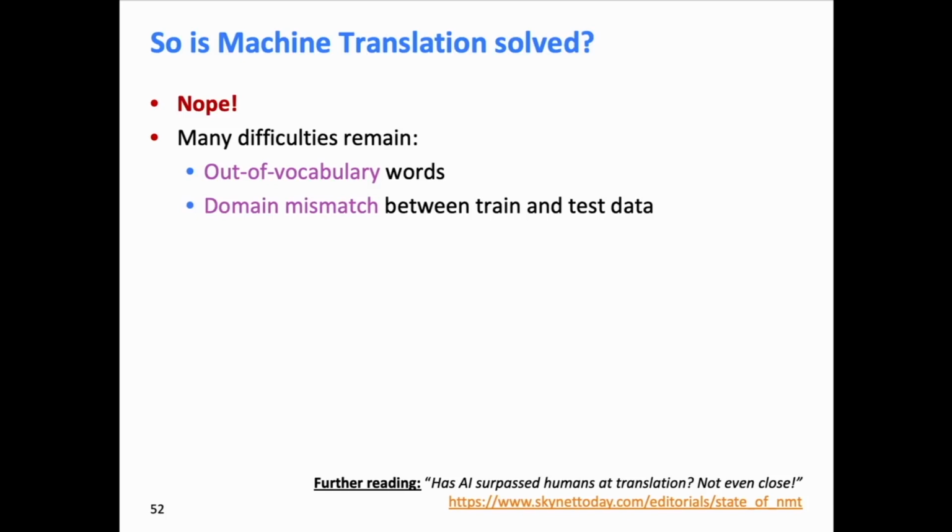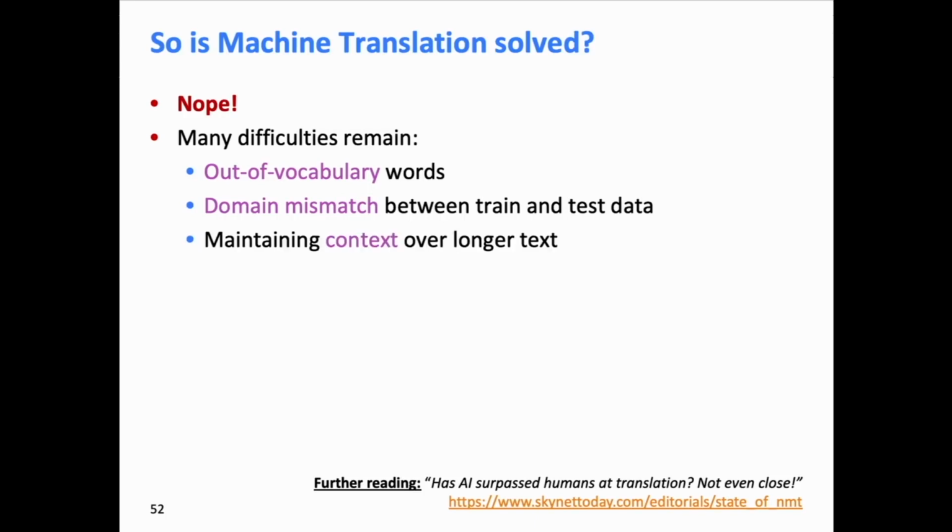Another one is domain mismatch. So let's suppose that you train your machine translation system on a bunch of fairly formal text, like let's say Wikipedia or something like that. But then you try to deploy it to translate informal text, like people chatting on Twitter or something. Then often you'll find that it doesn't perform very well on this different domain because you've got a domain mismatch. So that's quite a big problem.